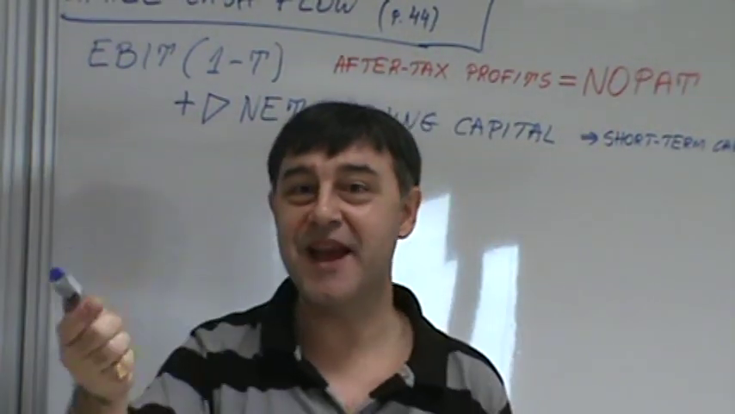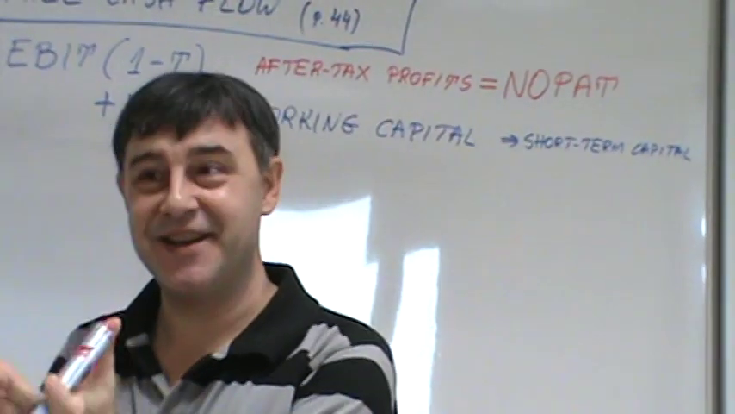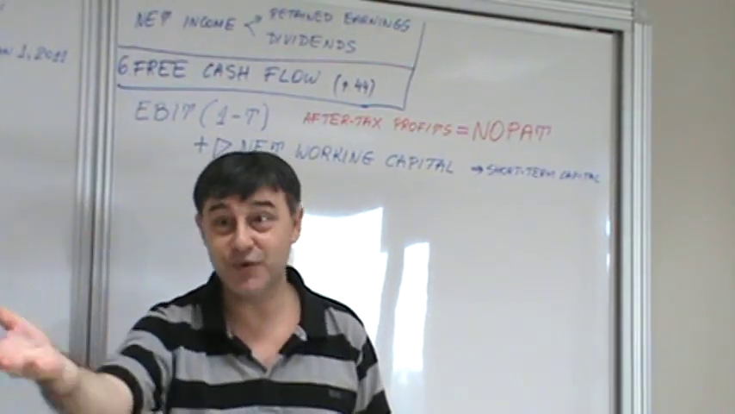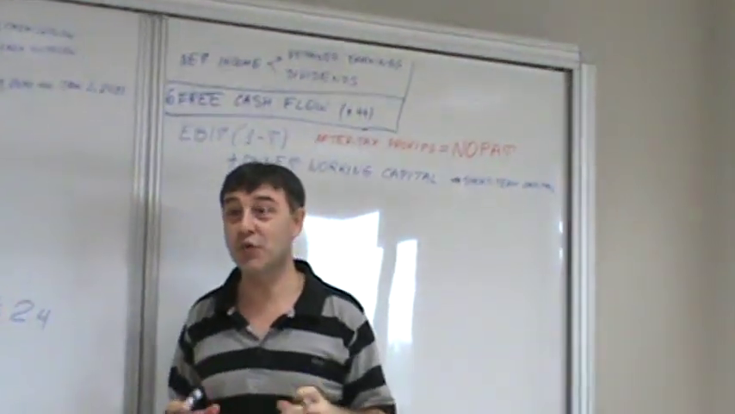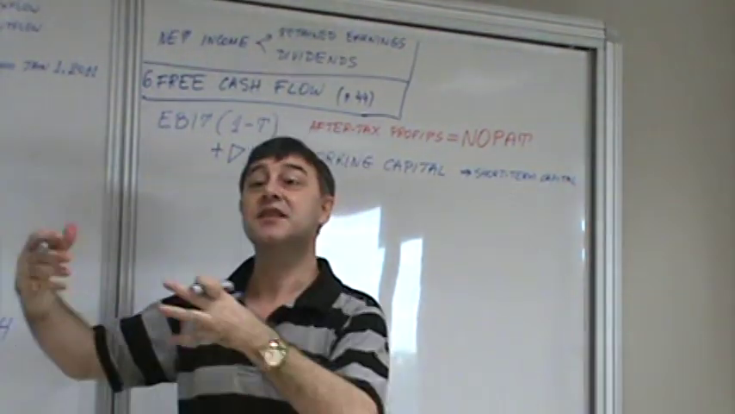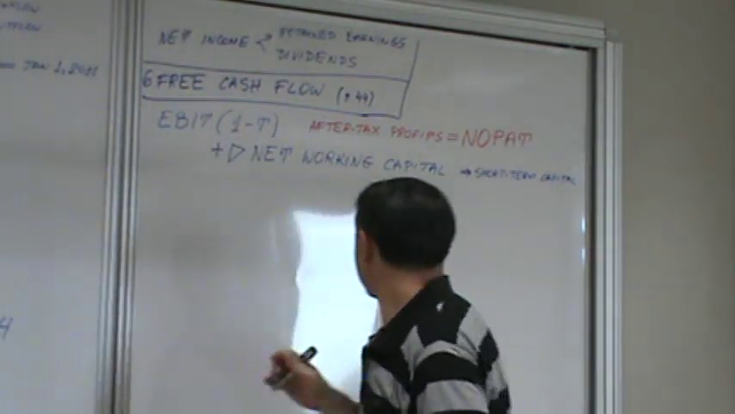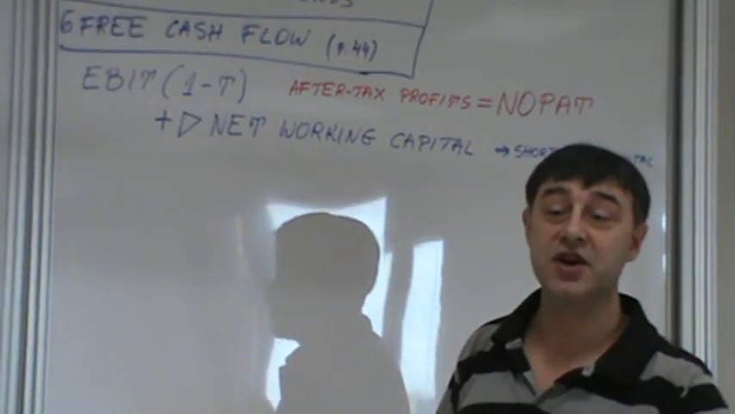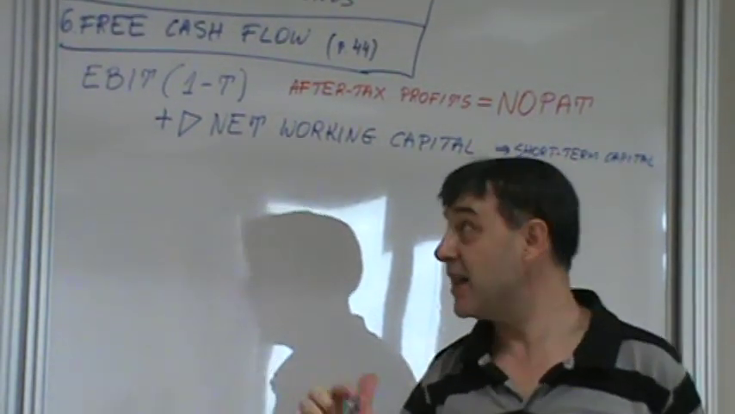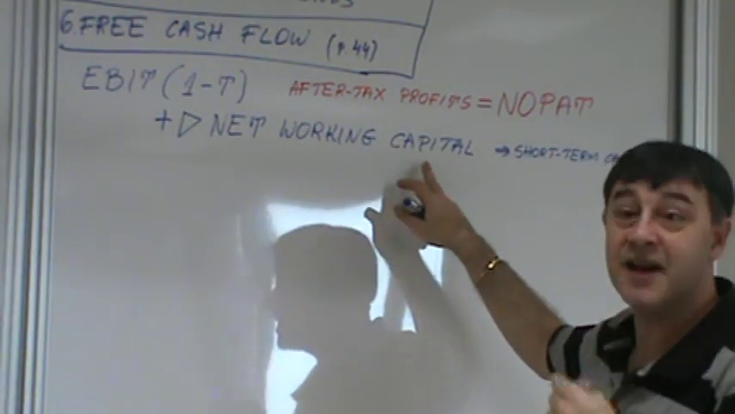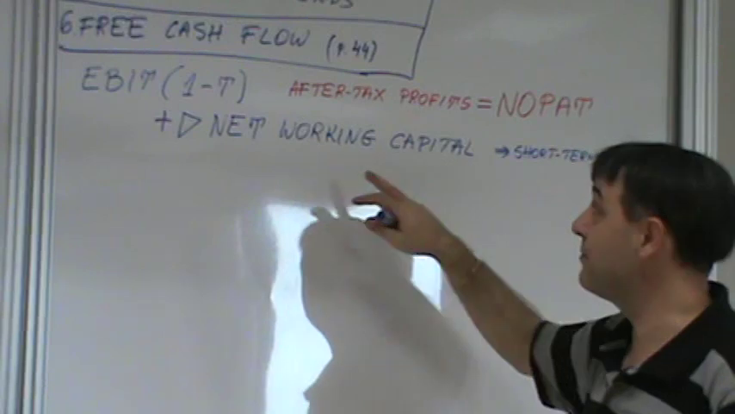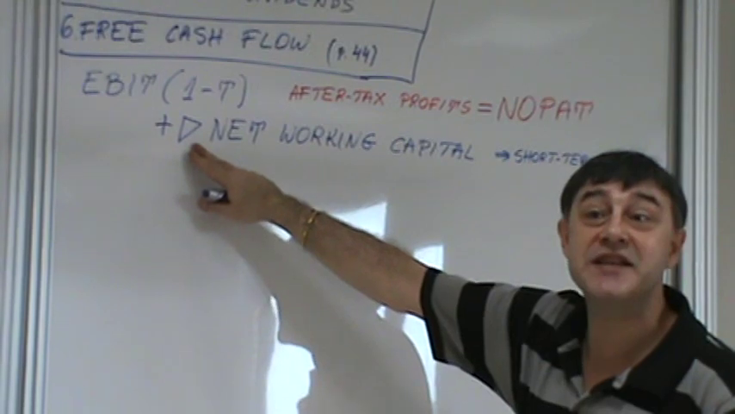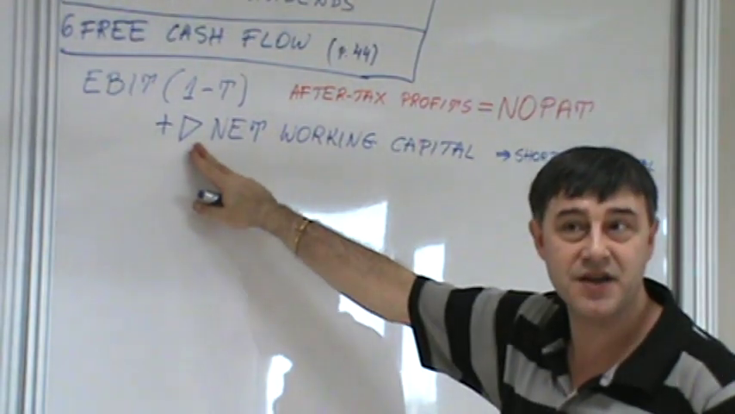And what is short-term capital? It's question number 2 from your midterm, which you just did 1 hour ago, which is current assets minus current liabilities. So this represents all the capital needed to finance current assets and current liabilities, and that represents net working capital. And all you want to see is the increase in net working capital.